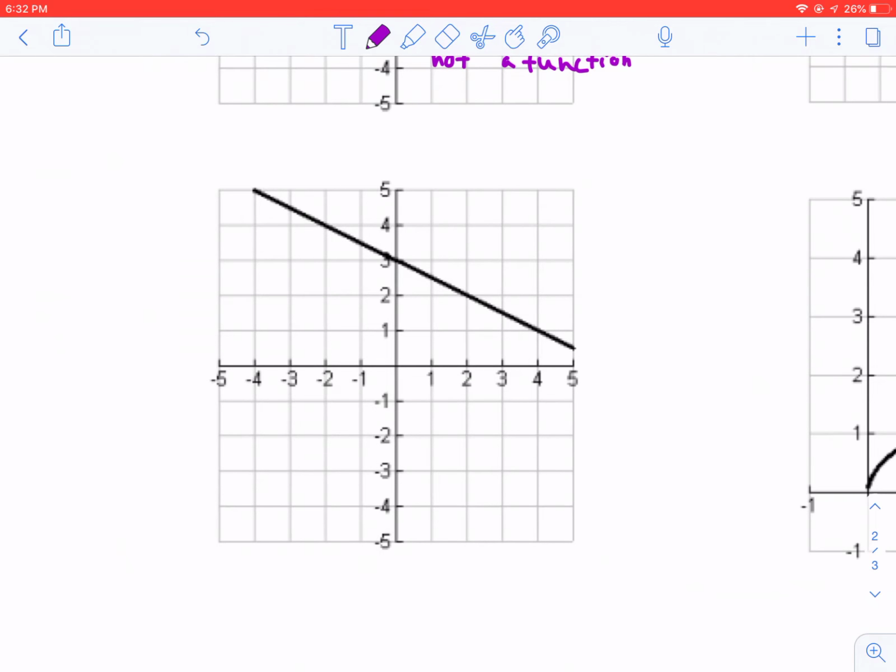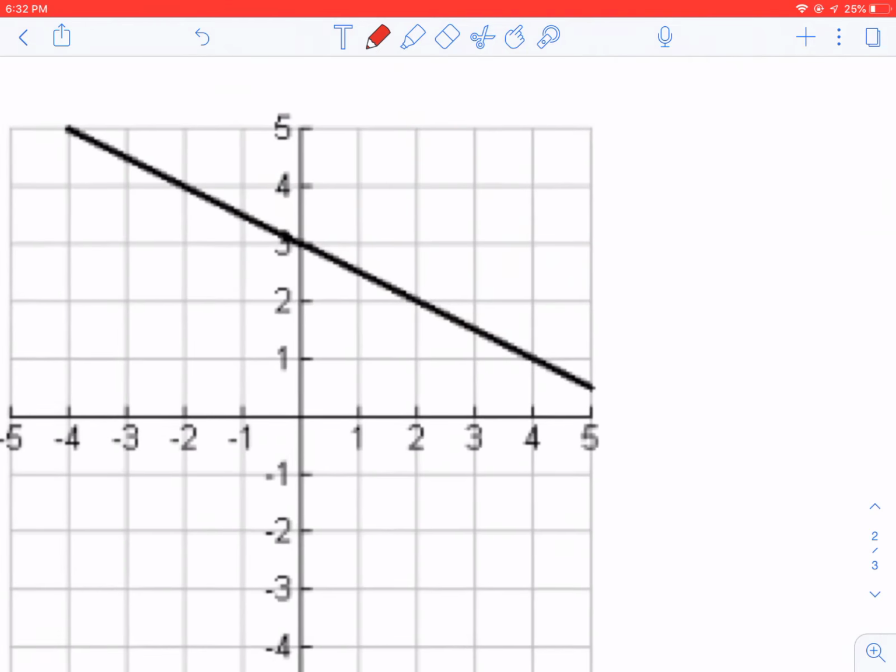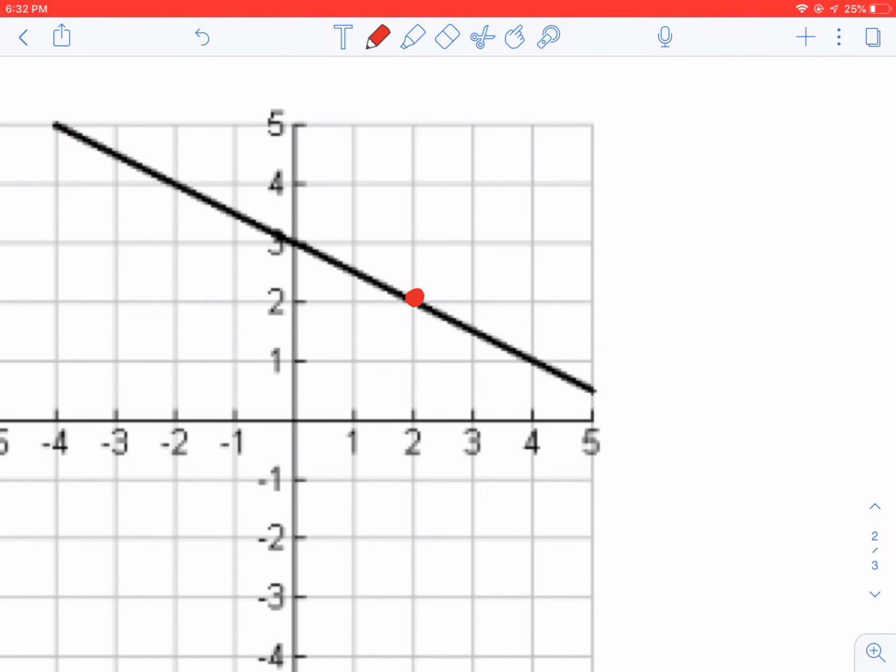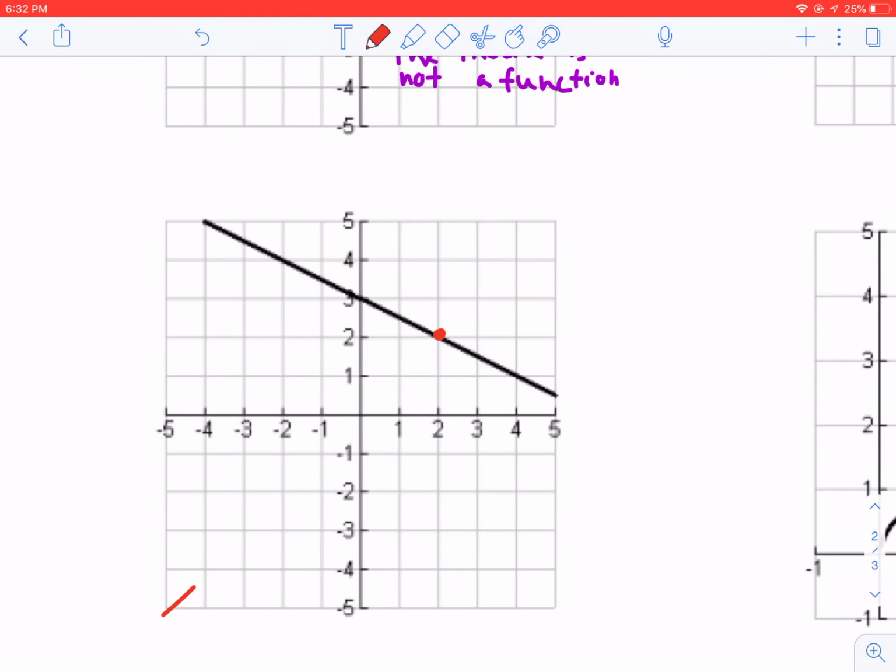And, alright, I'm not going to do the rest of these. All you have to do is pick some points and flip the x and y values. If you want, you can draw in y equals x to help visualize what's going to happen when you reflect over that line.